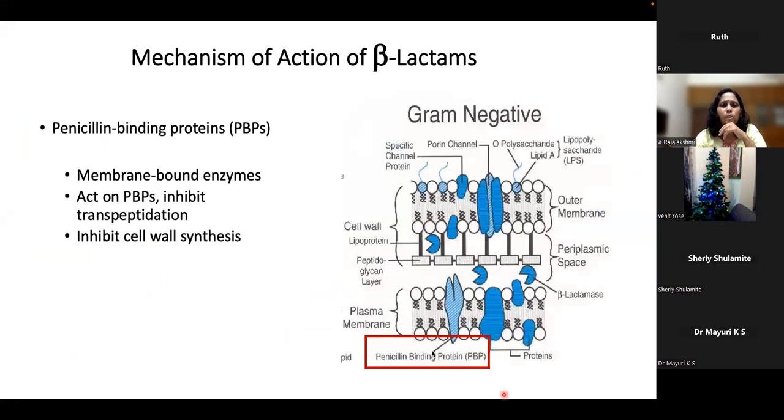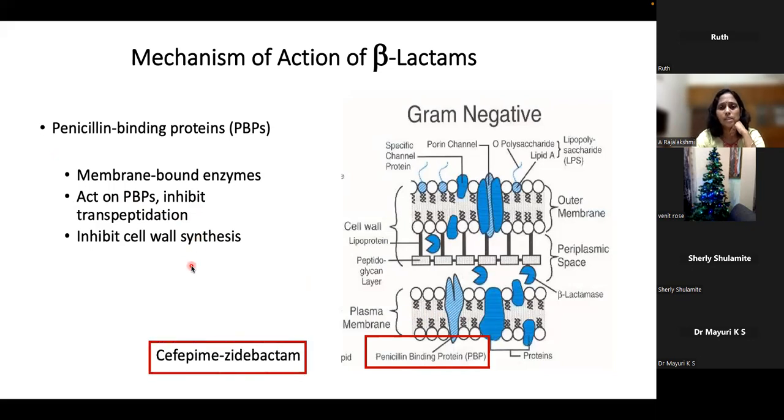Okay, but looking closer, the penicillin binding protein is an important mechanism where the drug binds to the bug and kills the bug, but it is also an important site for resistance. Penicillin binding proteins are called PBPs. They are membrane-bound enzymes. These drugs act on the PBP and inhibit transpeptidation, which is the final pathway for cell wall synthesis. By inhibiting this, it inhibits the cell wall synthesis and causes lysis.